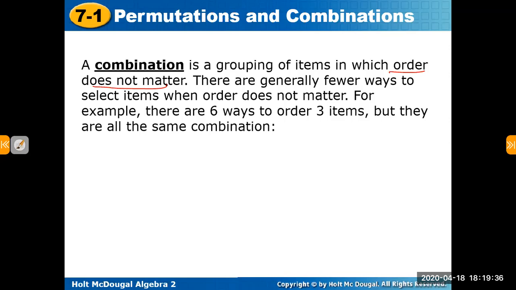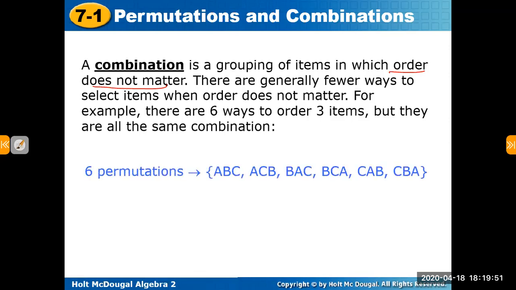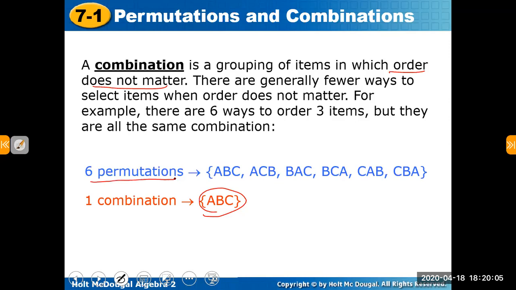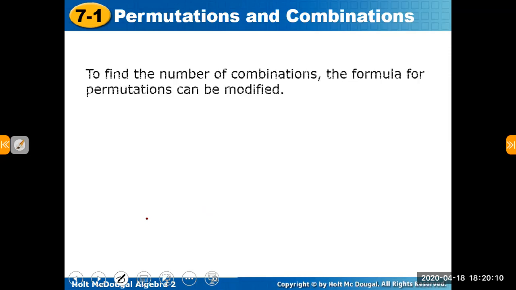If the order is important, you have 6 ways, as we saw in permutation at the beginning, but they are all the same combination. That means you have only one combination. So 6 permutations, but only one combination. Since order is not important, you can arrange A, B, C in any way, and it is considered the same, so there is only one combination. But if you consider it as a permutation, there are 6 permutations.